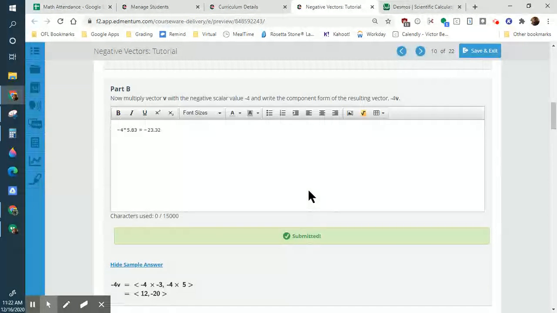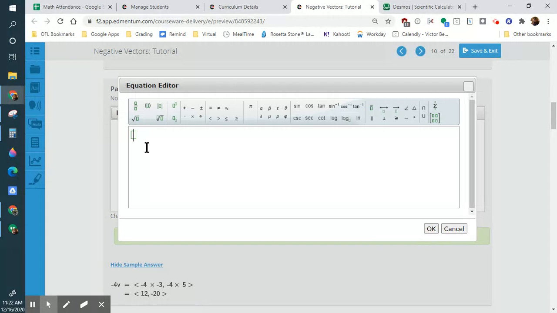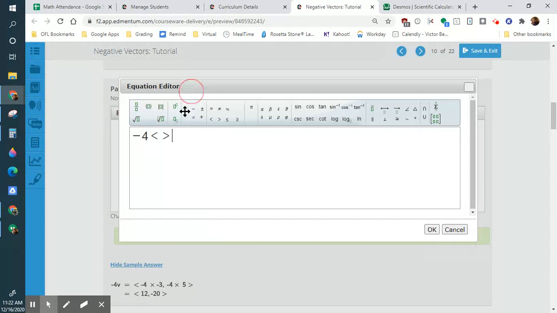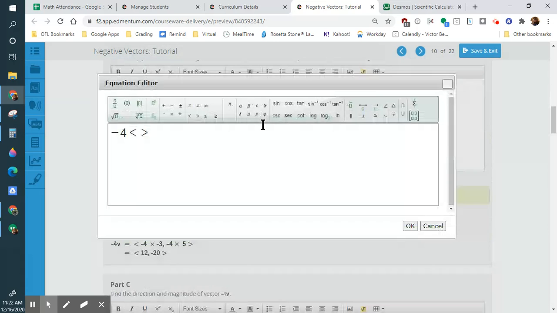Oh, they wanted us to actually find the vector, not the component. Wow. And it even says component form. That was totally on me. So let me redo that one. So we're just going to do -4 times the vector, which was -3, 5. So this is just going to be 12, comma, -20.